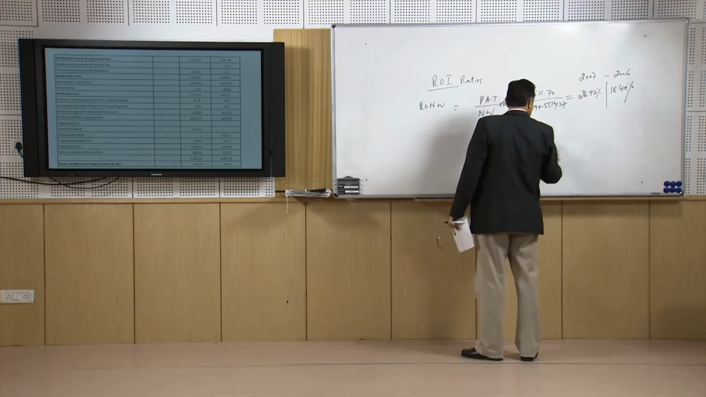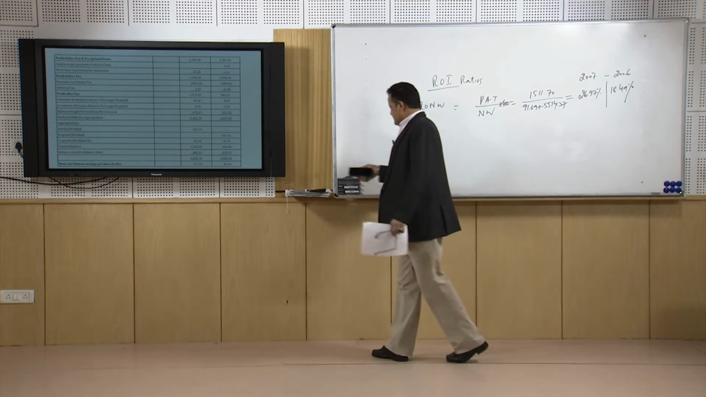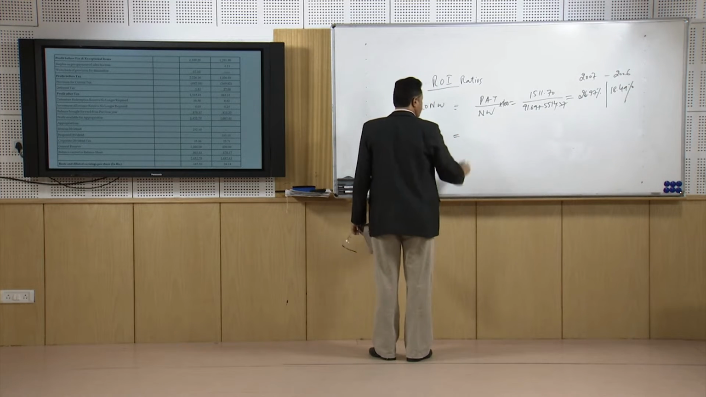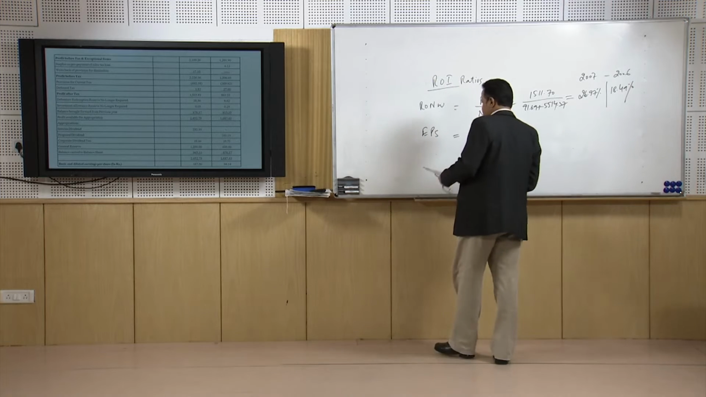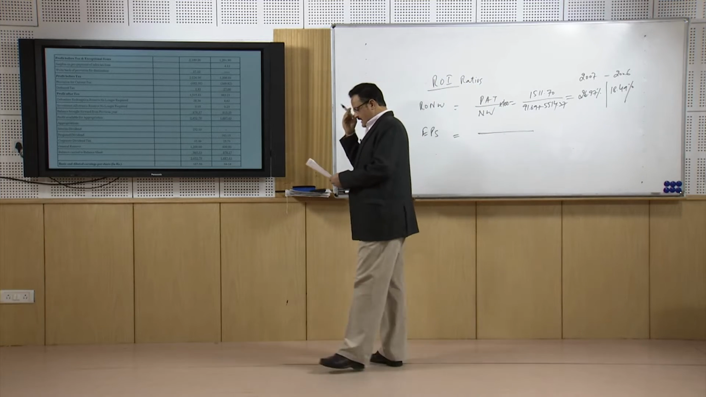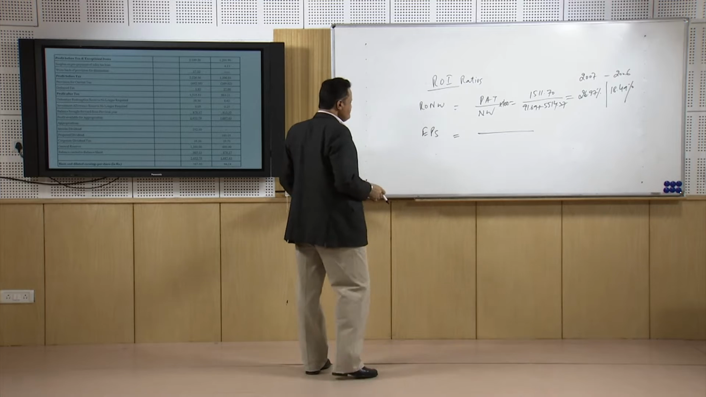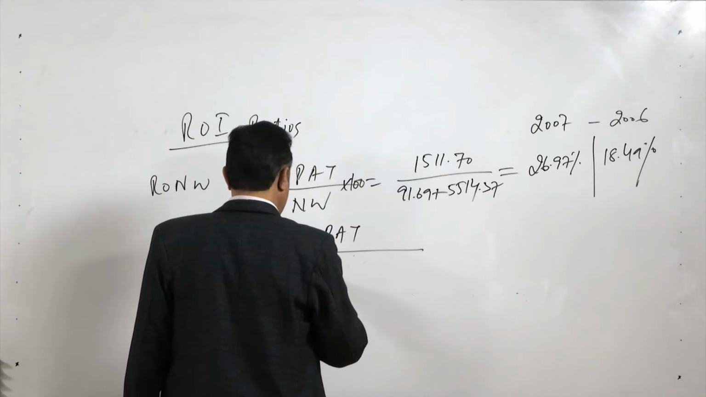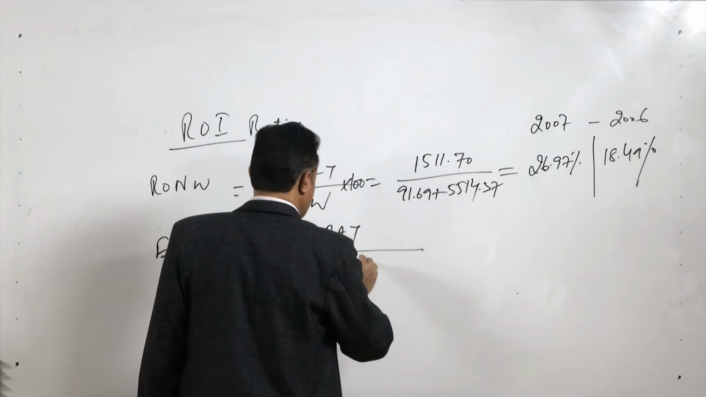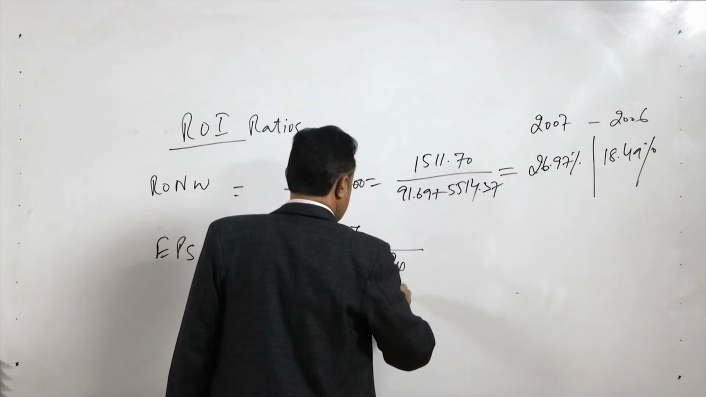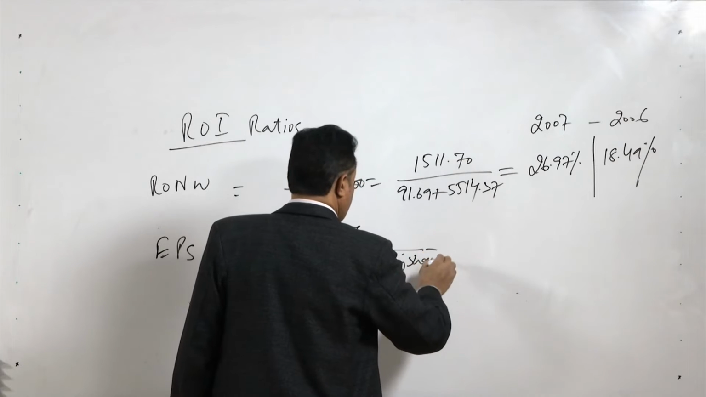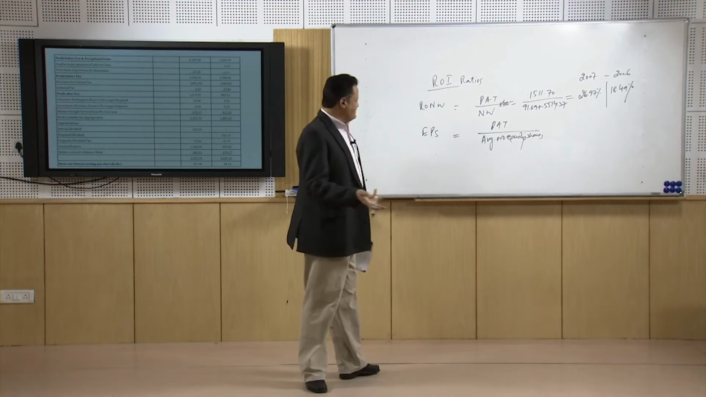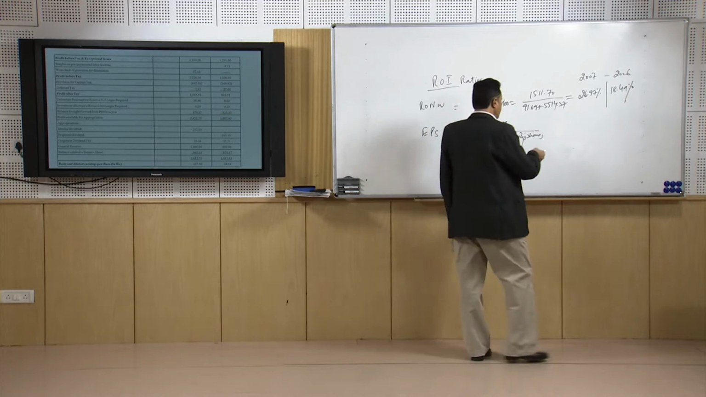Then we go to the next ratio, and that next ratio is EPS, earning per share. Let us calculate the earning per share. We discussed the formula, that is PAT, profit after tax, divided by the average number of equity shares. It means we do not have any different number of equity shares in the previous year and the current year. We have the same number of equity shares and we are taking a rounded off figure for that.